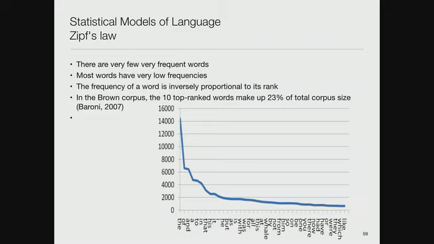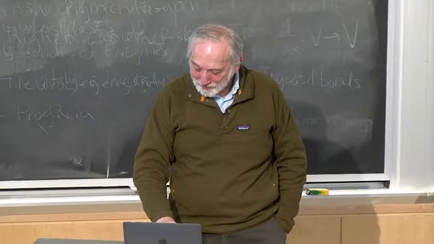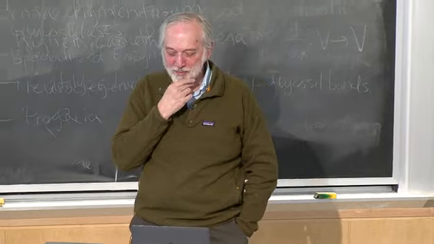And interestingly, in the Brown corpus, the top 10 words make up almost a quarter of the size of the corpus. So you write a lot of thes, ofs, ands, a's, tos, ins, etc., and much less hematemesis, right? Obviously. Okay. So what about n-gram models?